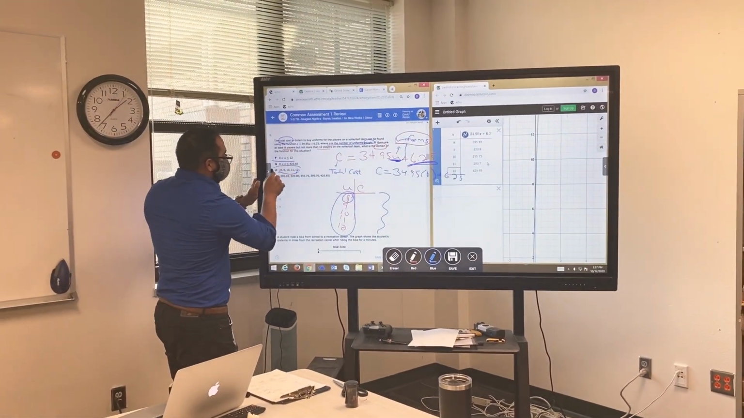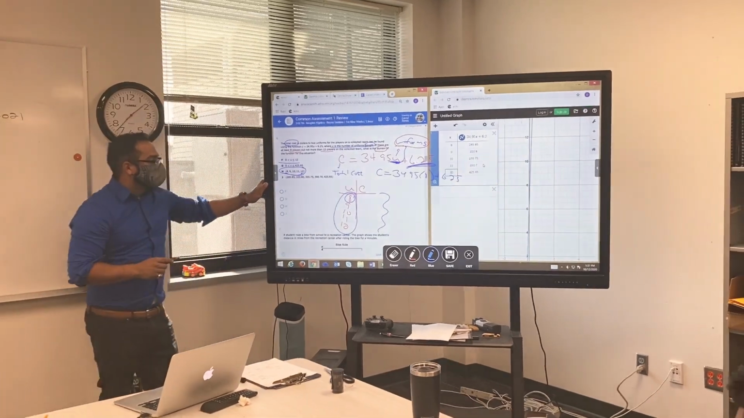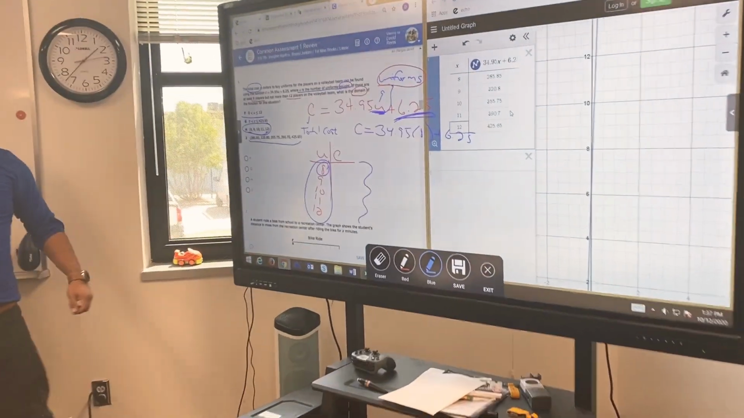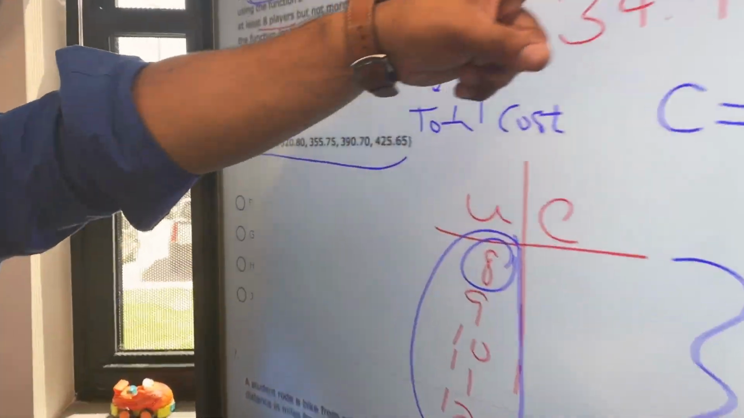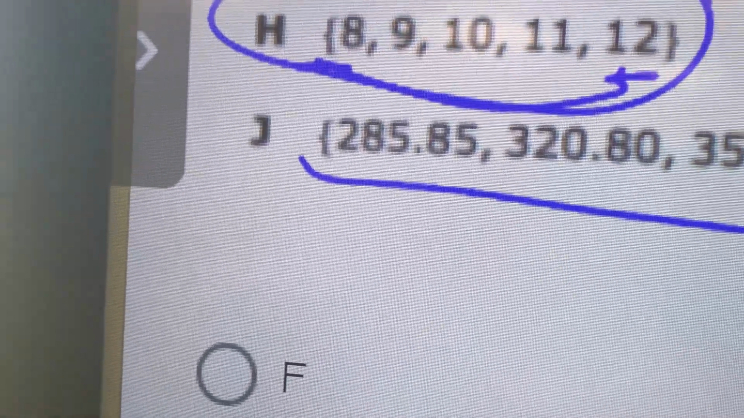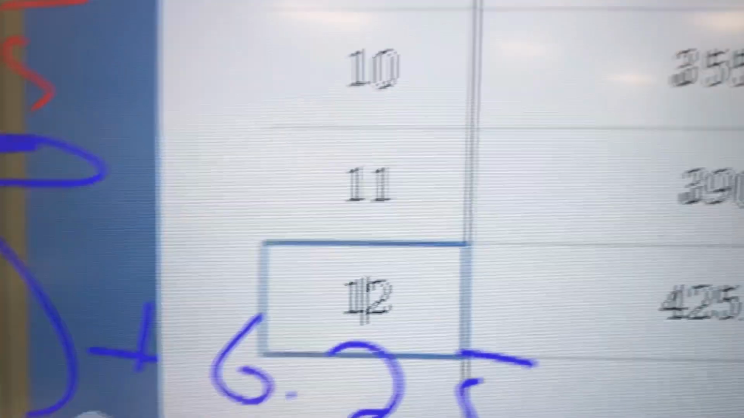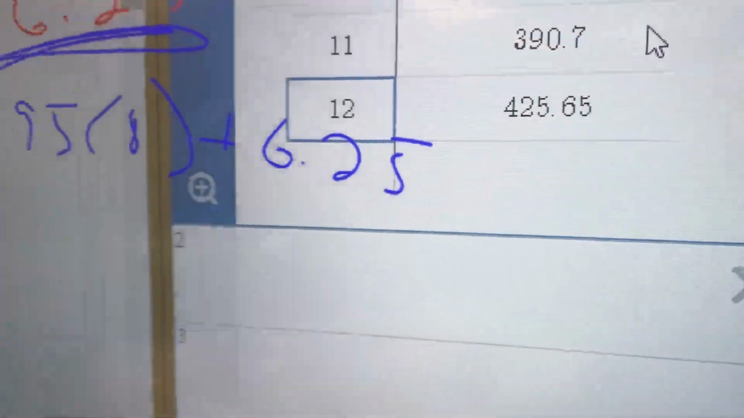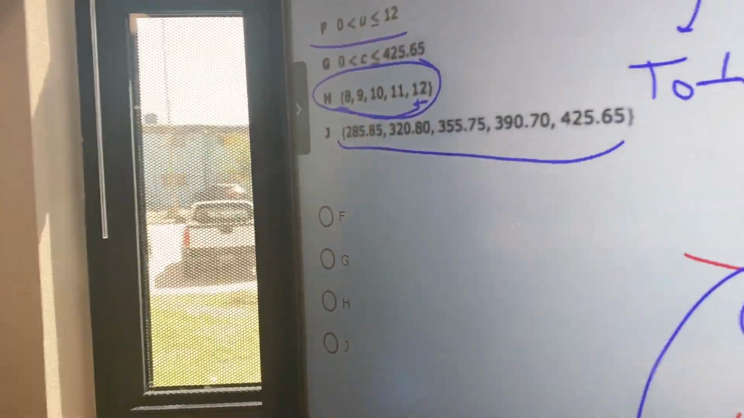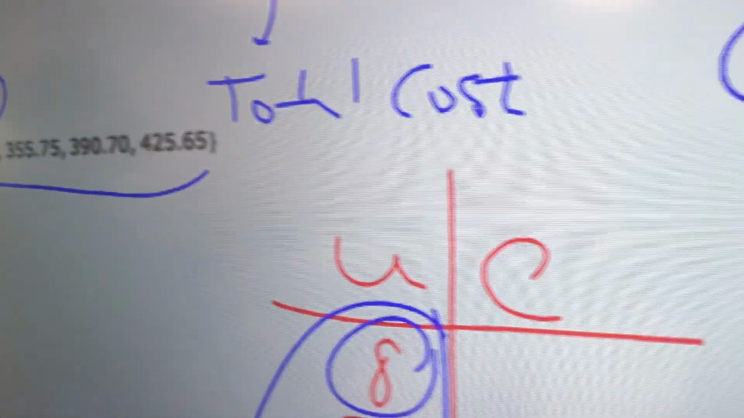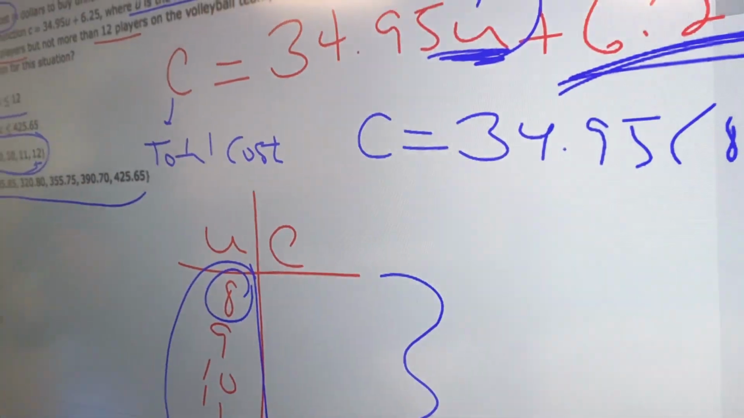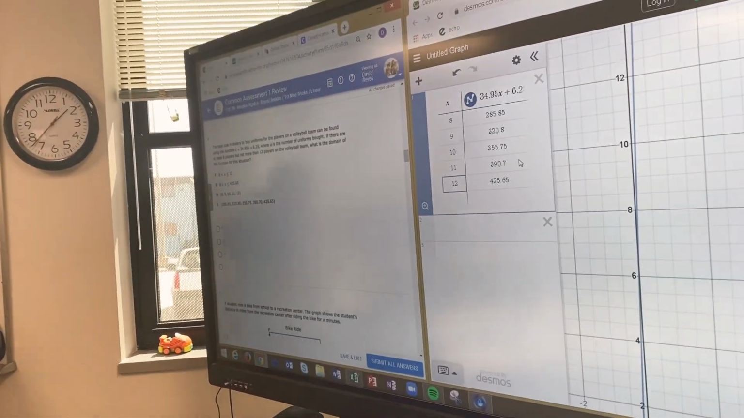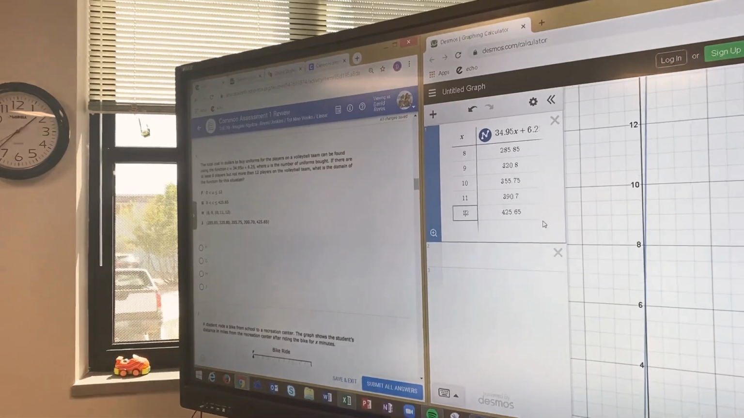Okay, the only one that represents how much I need is H. What does J represent here? The prices. That's the prices. That's not my domain. That is my what? The range. Okay? You have to know what X and Y represent. I could have easily typed that into Desmos and pulled up the table like Mr. Reyes told me. But unless I knew what range and domain was, I might have picked H, I might have picked J. You got to know it, guys. Okay, we're going to drop down to 8.